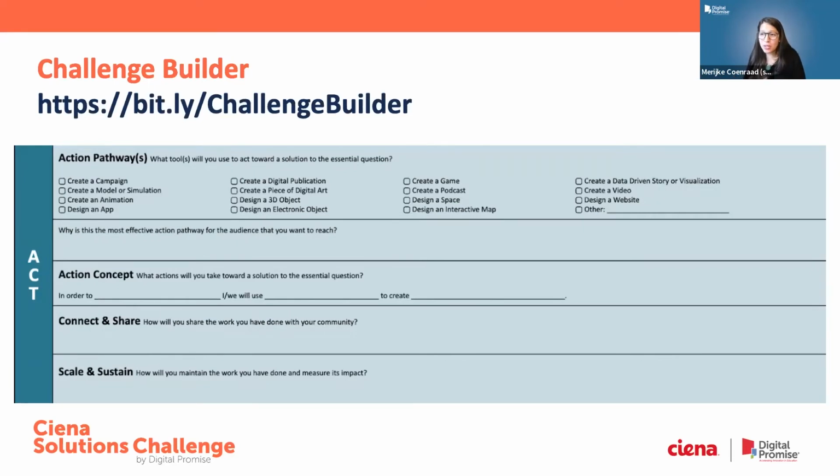And so what this allows students to do is think about what is our action pathway, and importantly, to justify why this action pathway is an effective one for their audience. So thinking through why they're picking that action pathway, not just because I want to create a 3D object, but because having this 3D object is going to do something for the community I'm hoping to reach. And then to think about, once you have an action concept, how am I going to connect and share this with my community once it's created, and how I'm going to scale and sustain the work. So not only getting partway, but keeping it going within your community.